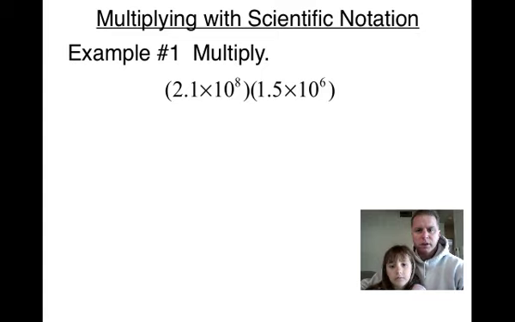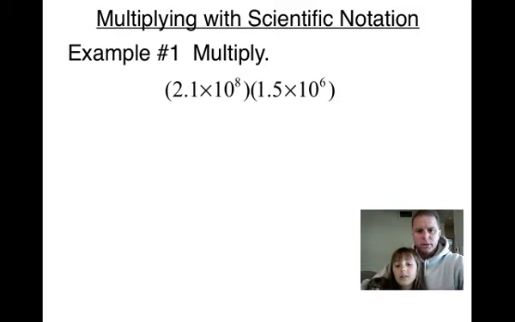Alright, next we have multiplying with scientific notation. So now, a lot of times you'll have 2 numbers that are in scientific notation and you have to multiply them. And this is where it makes a little bit more sense and it makes it a little bit easier. So we have 2.1 times 10 to the 8th times 1.5 times 10 to the 6th. So those 2 have to be times? Yeah, but we're basically going to break it up into 2 parts.